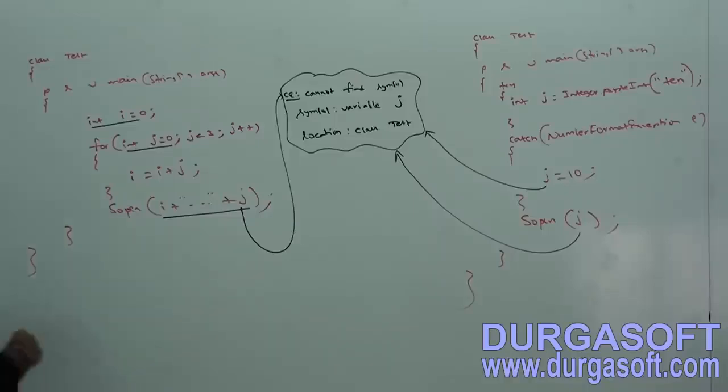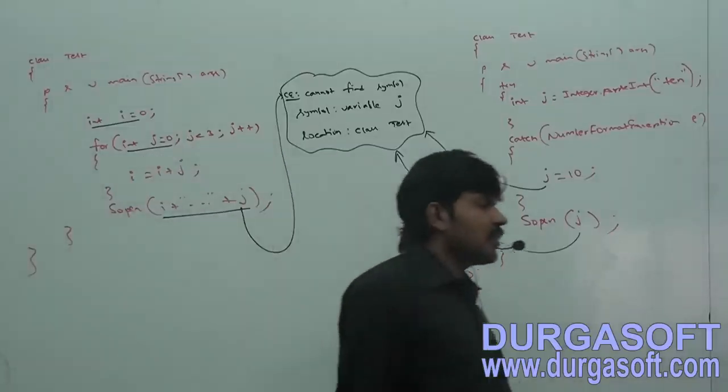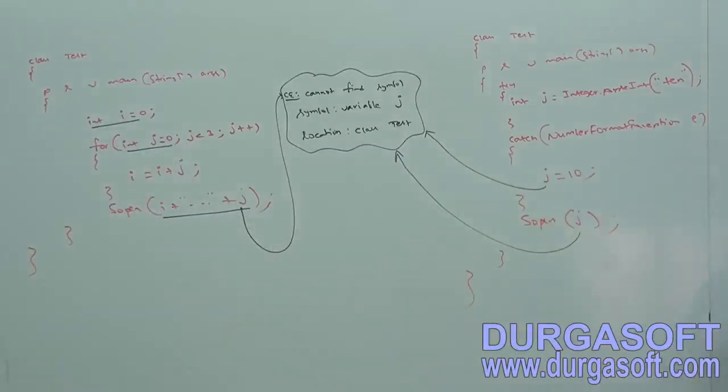Cannot find symbol. Which symbol? Variable j. In which location? Class test. So the scope of local variables is a bit dangerous. That's why you should compulsorily have clear clarity about local variables.